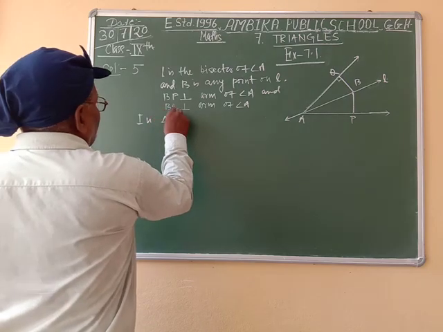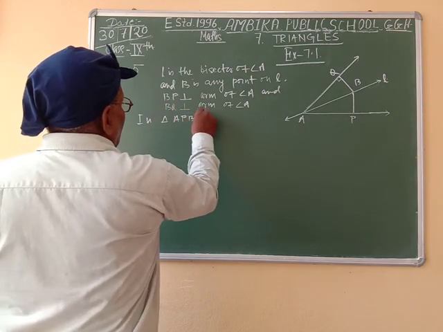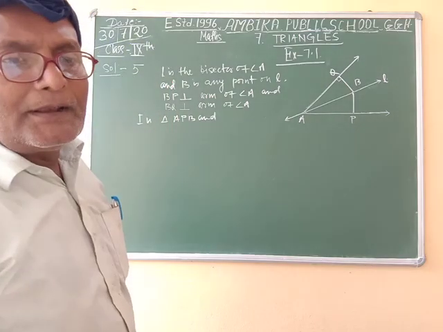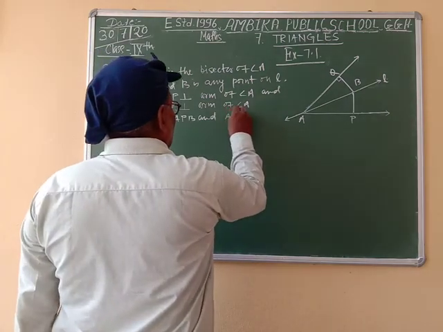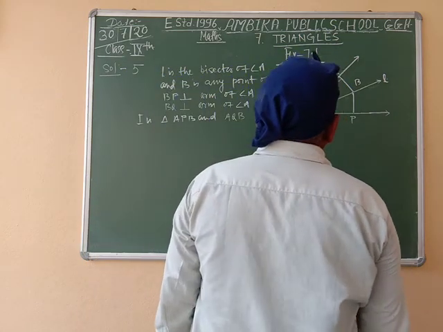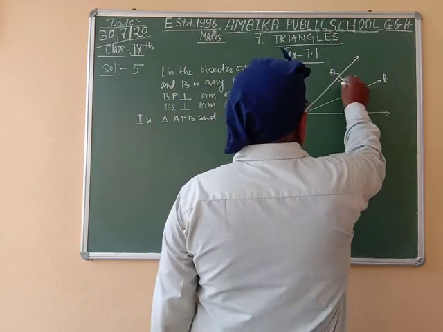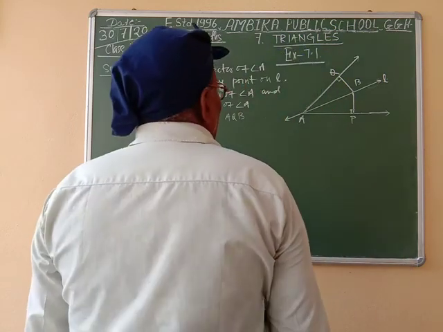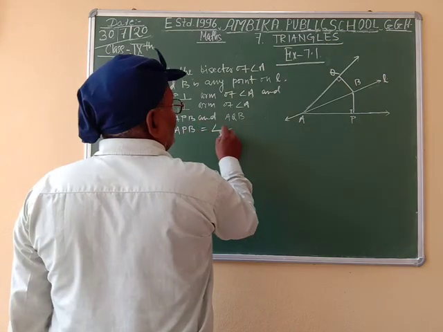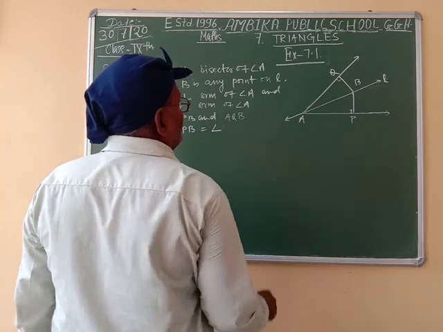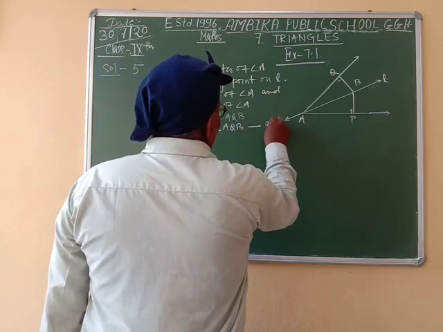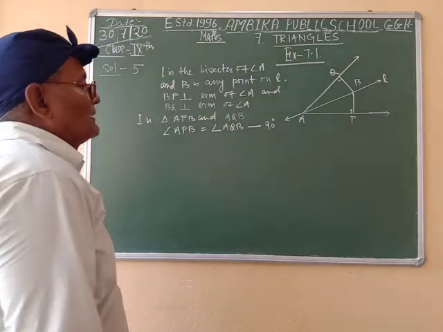In triangles APB and AQB, angle APB is equal to angle AQB, 90 degrees, because BP and BQ are perpendiculars on the arms of angle A.